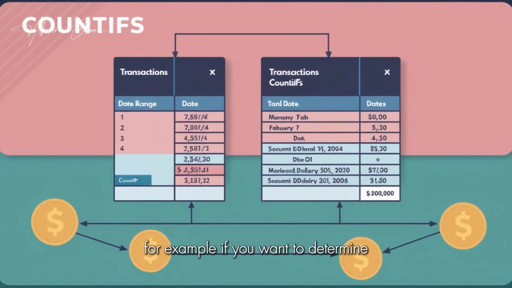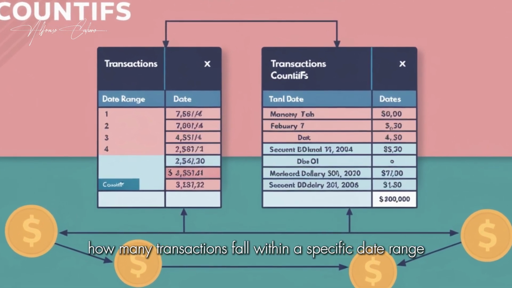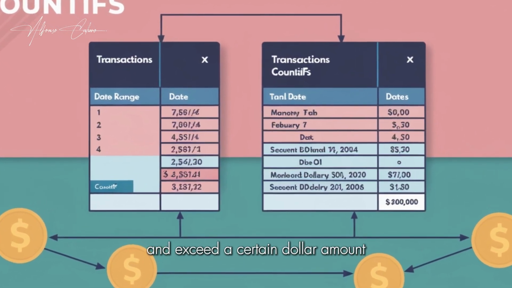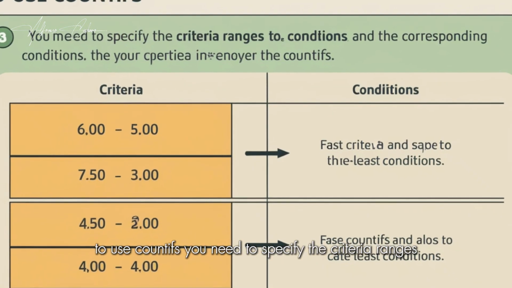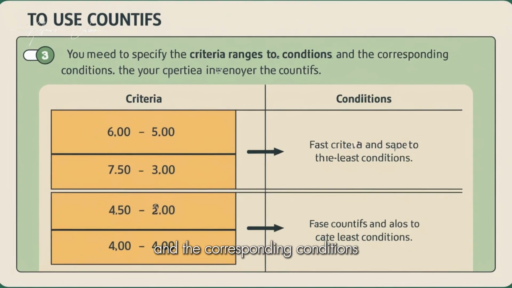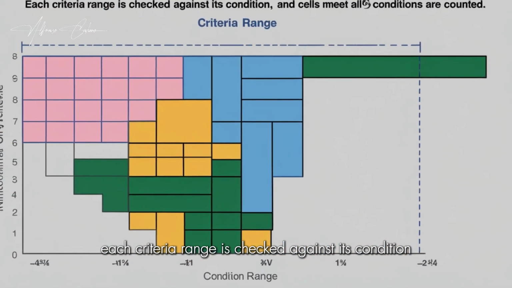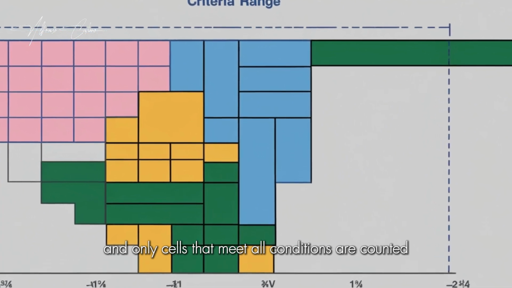For example, if you want to determine how many transactions fall within a specific date range and exceed a certain dollar amount, COUNTIFS can handle this efficiently. To use COUNTIFS, you need to specify the criteria ranges and the corresponding conditions. Each criteria range is checked against its condition, and only cells that meet all conditions are counted.